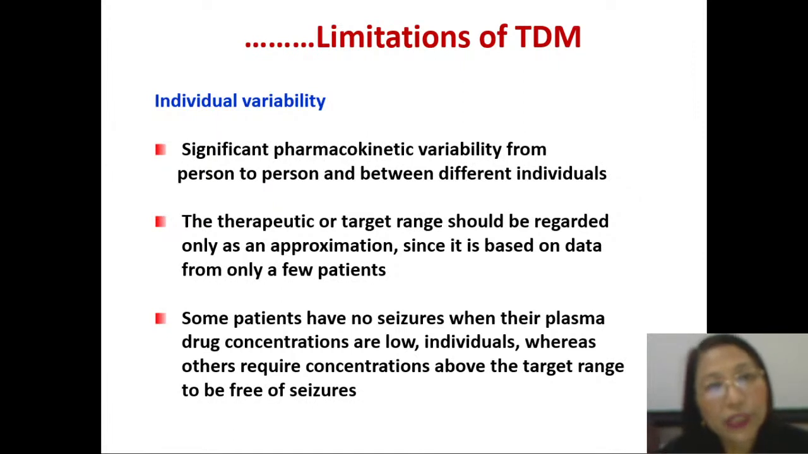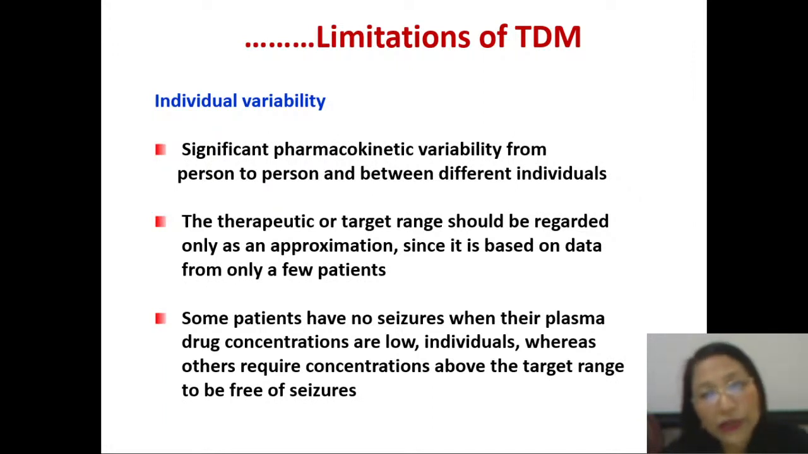There can be inter-individual variability also. There can be significant pharmacokinetic variability from person to person and between different individuals. So for the same level, for example, phenytoin 10 to 20 microgram per ml, suppose a patient has 25 microgram per ml. He may not necessarily have all the symptoms of toxicity with phenytoin. Rather, that may be his therapeutic range. So there can be pharmacokinetic variability from person to person and between different individuals.